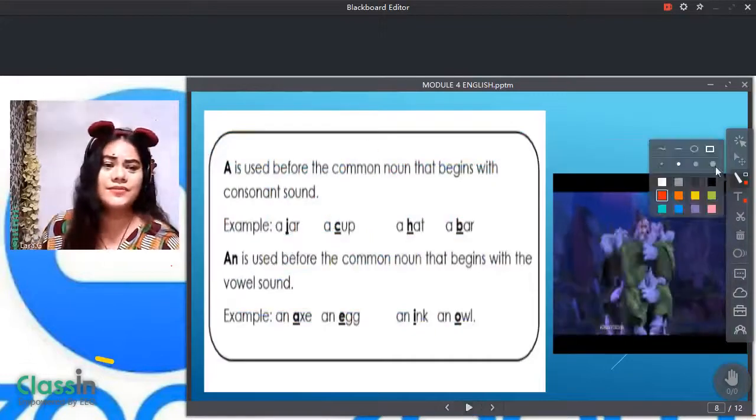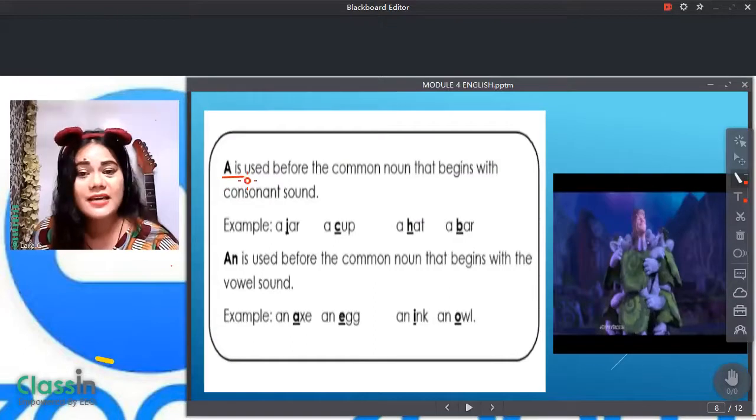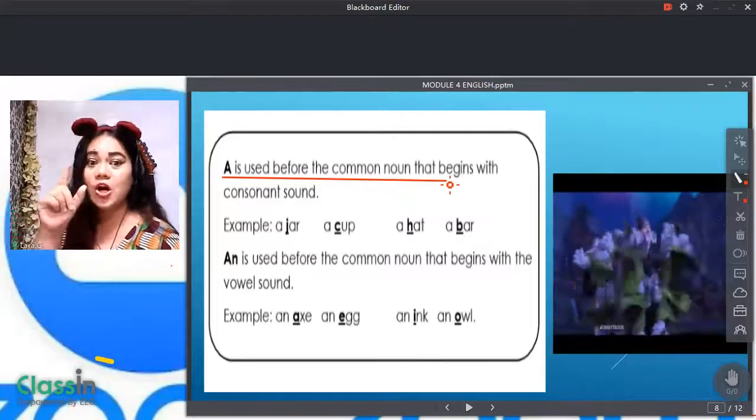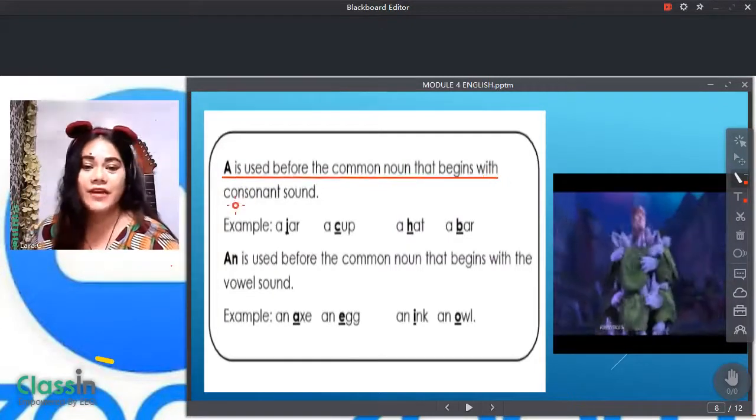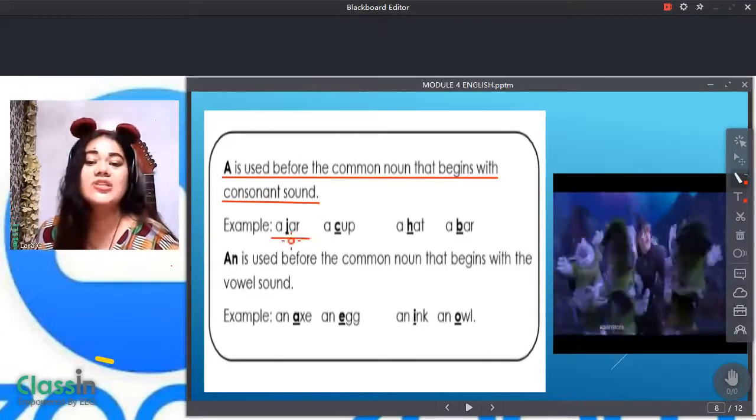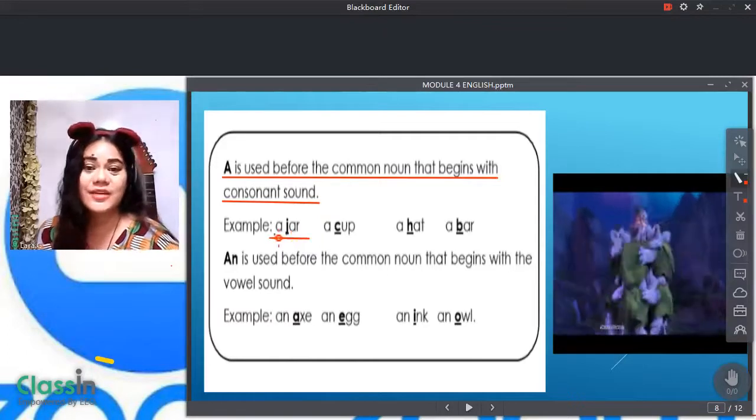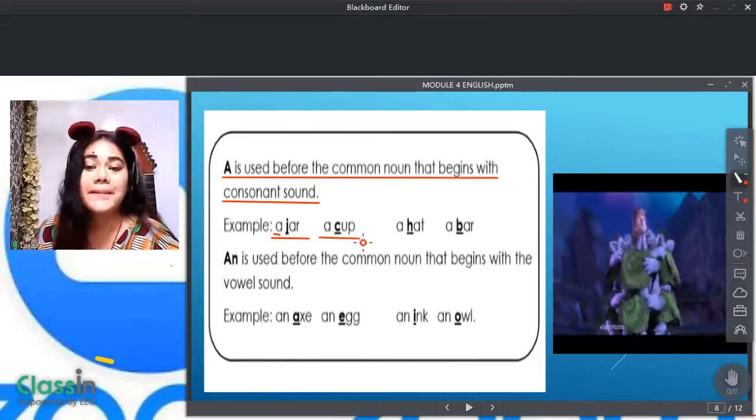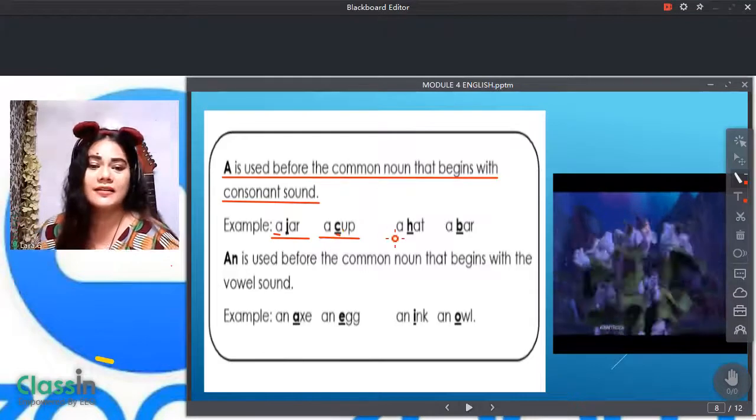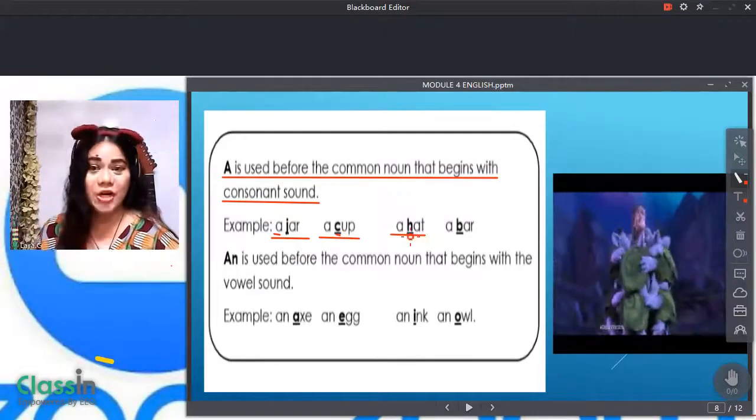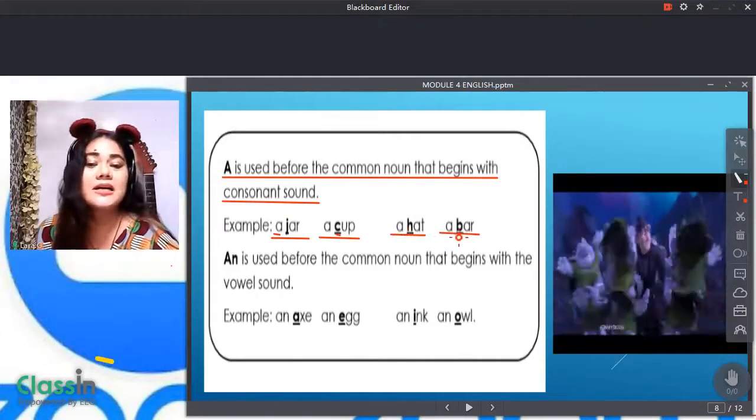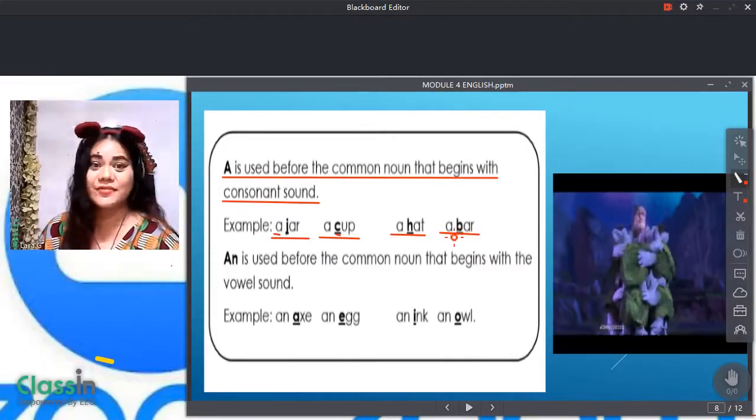So, when do we use a? A is used before the common noun that begins with a consonant sound, like a jar. J is a consonant sound, so we use a. A cup, k, is a consonant sound, that's why we use a. A hat is a consonant sound. That's why we use a. A bar is a consonant sound, so we use a.